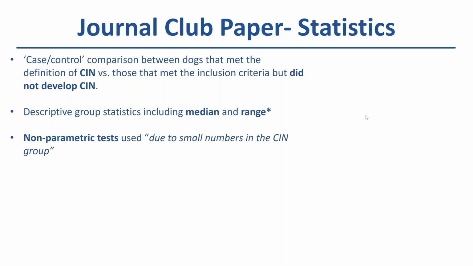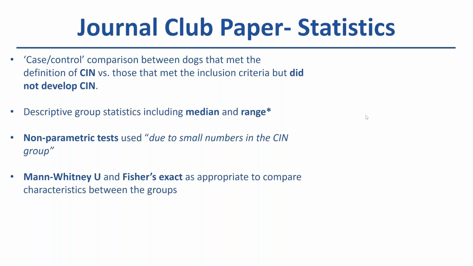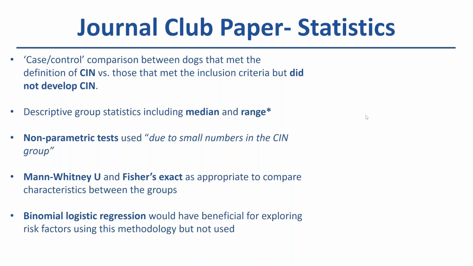They used non-parametric tests, again appropriately, but for the disheartening reason of having small numbers in the contrast-induced nephropathy group. So yes, appropriate, but for unfortunate reasons. They used Mann-Whitney U and Fisher's exact as appropriate to compare the characteristics between the groups. They didn't do binomial logistic regression, which, based on this study methodology, would have been preferred for looking at risk factors, but wasn't done. There was no sample size or power calculation.